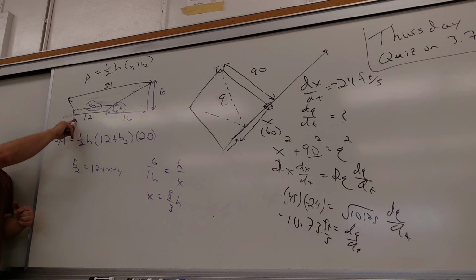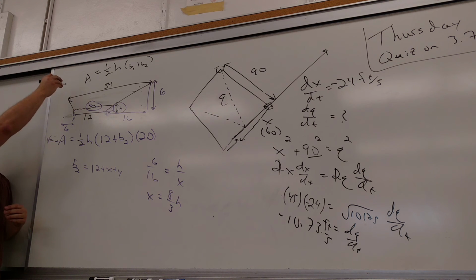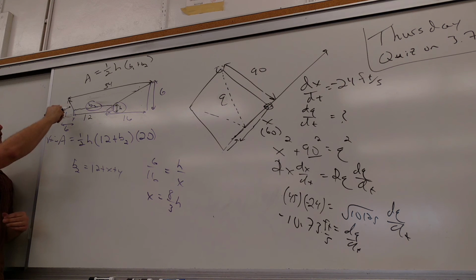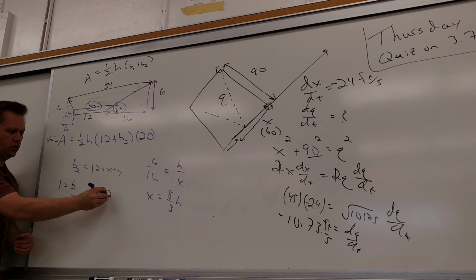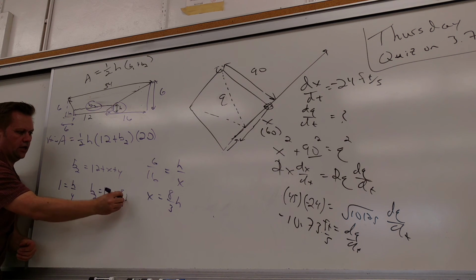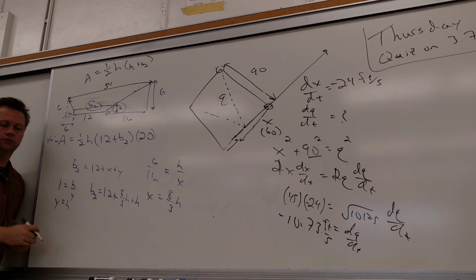And then for Y, I could do the same thing. So how much was this again? 6. So that's 6. And then this is still 6. So 6 is to 6 as H is to Y. So that would be 1 equals H to Y, so Y equals H. That works great. So now I know B2 is 12 plus 8/3 H plus H.